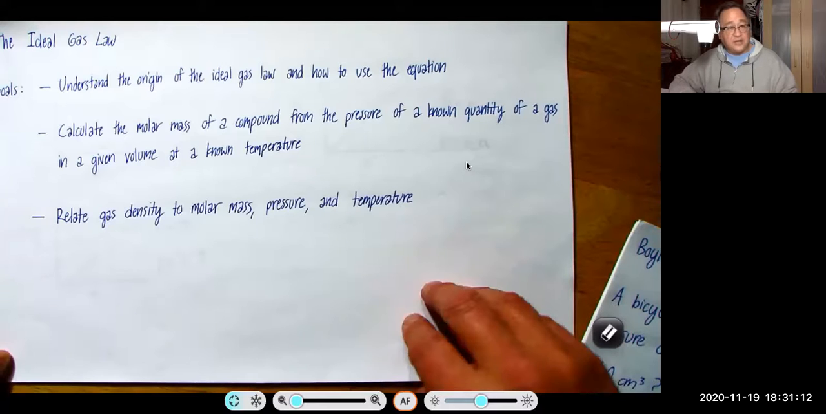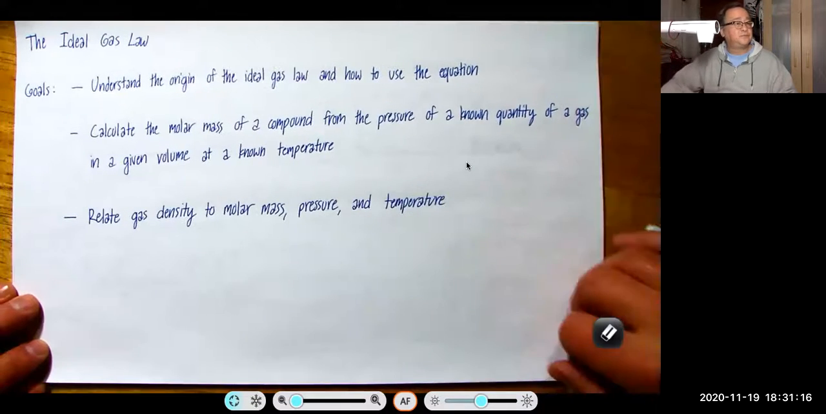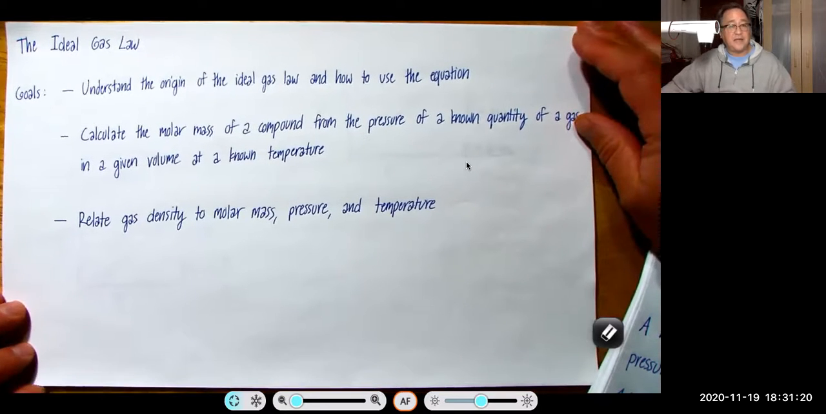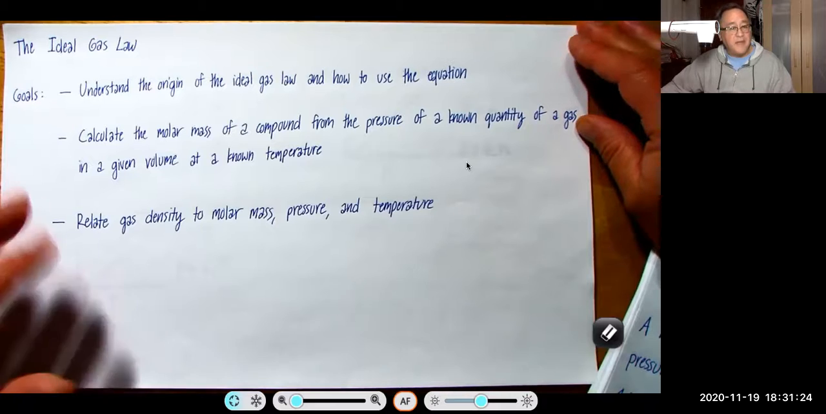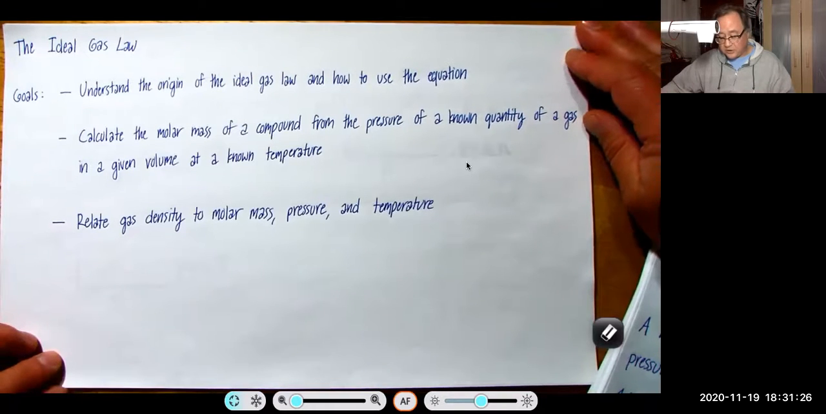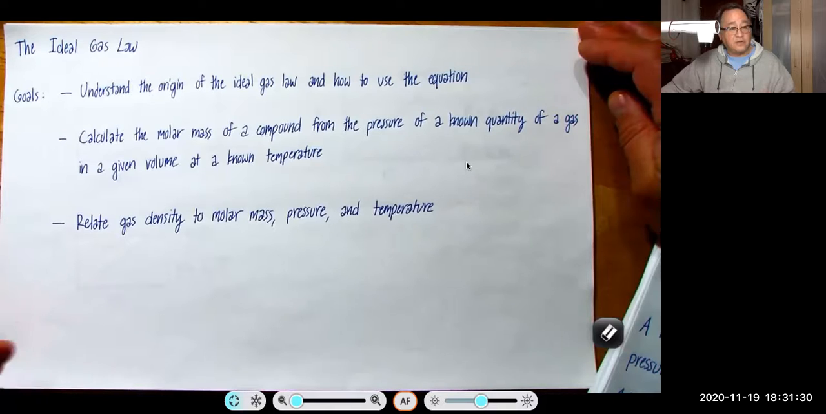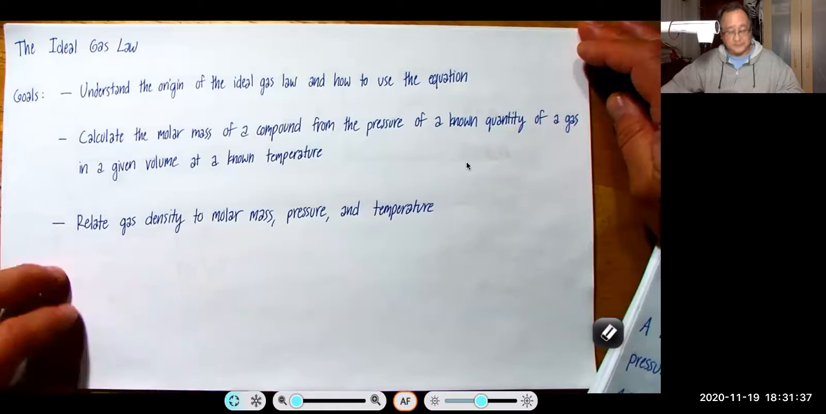For the ideal gas law, the goals are to understand the origin of the ideal gas law and how to use the equation, to calculate the molar mass of a compound from the pressure of a known quantity of a gas in a given volume at a known temperature, and to relate gas density to molar mass, pressure, and temperature.